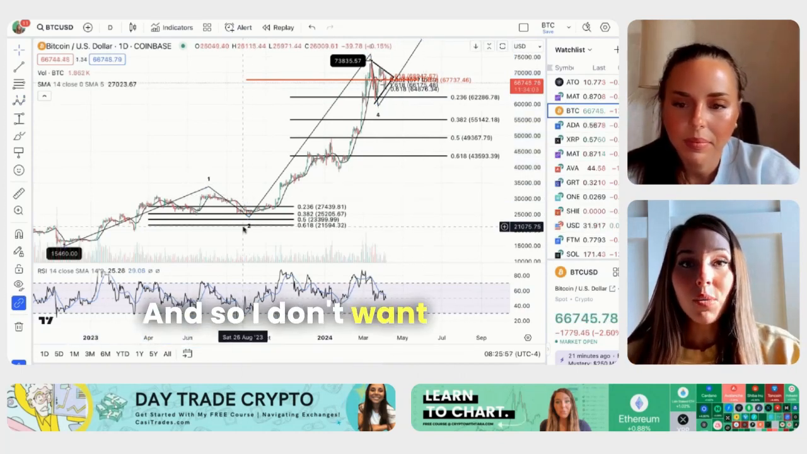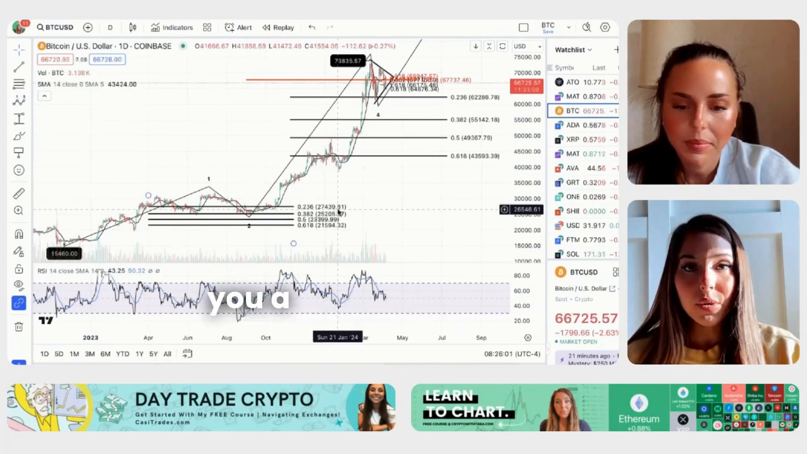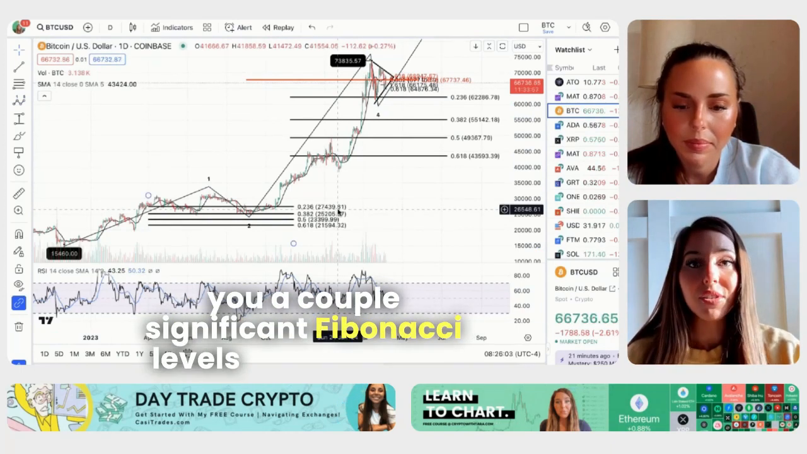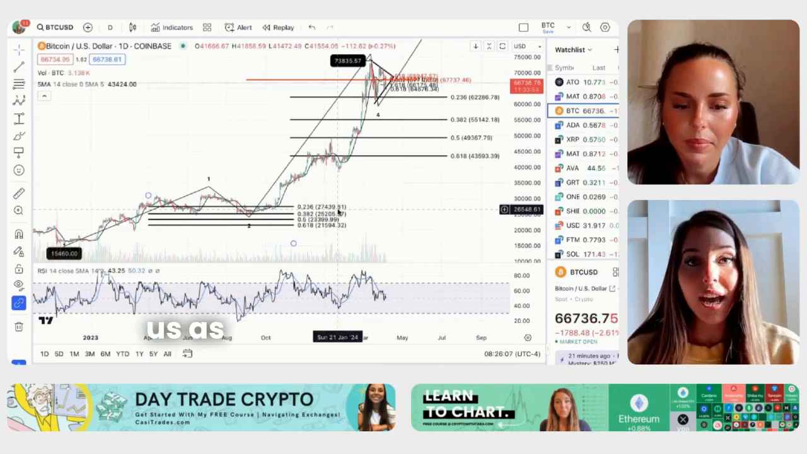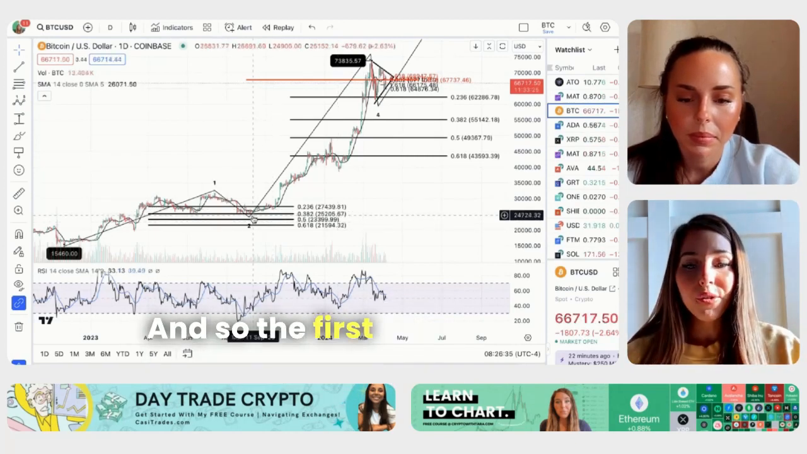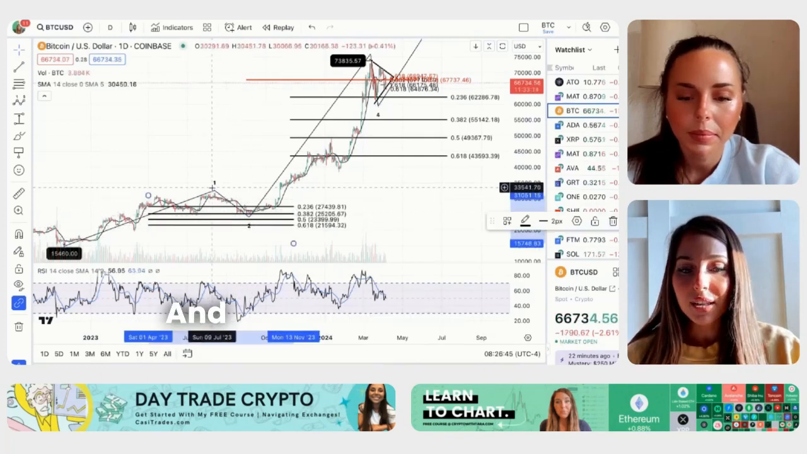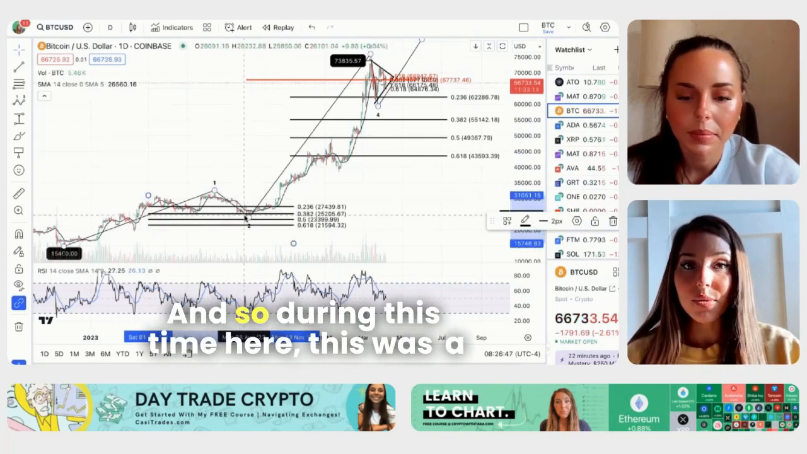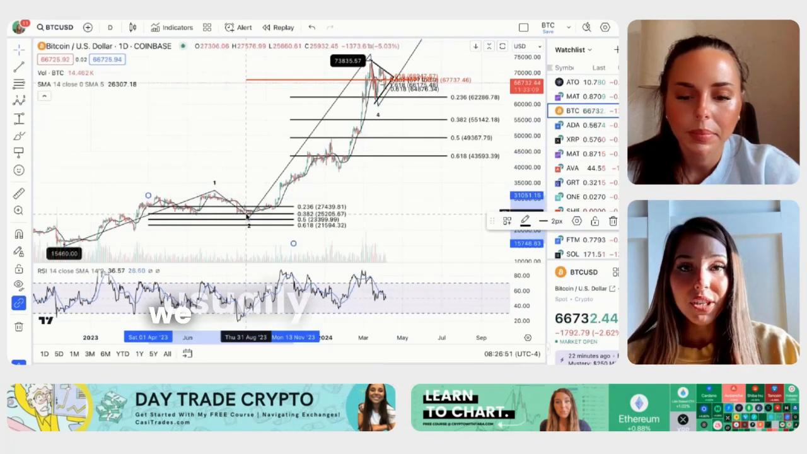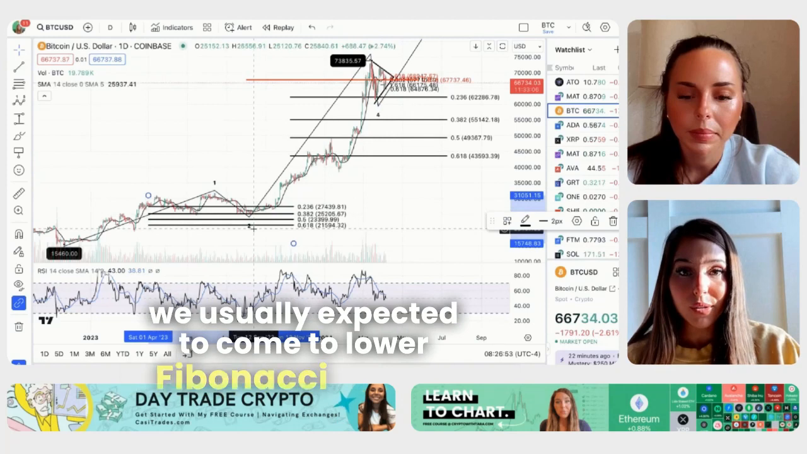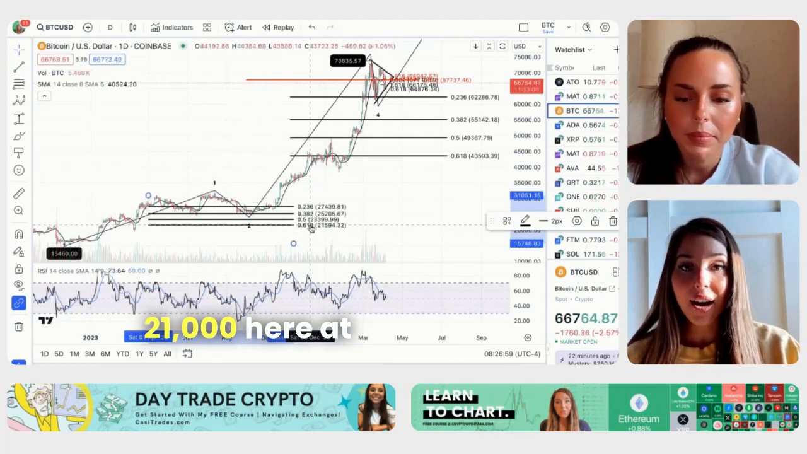I don't want to spend too much time on this view, but I do want to show you a couple significant Fibonacci levels that you guys need to have on your chart and should be monitoring with us as we continue on in the market. The first thing I want to point out is this wave 2 coming down here. This was a really challenging time in the markets because during a wave 2, we usually expect it to come to lower Fibonacci levels. That's when we were expecting this 21,000 here at this 618.